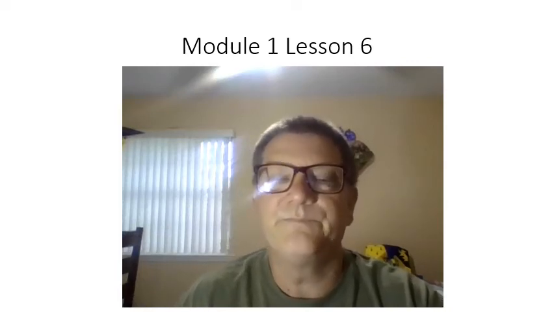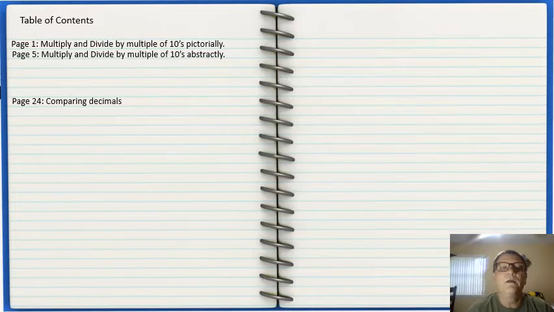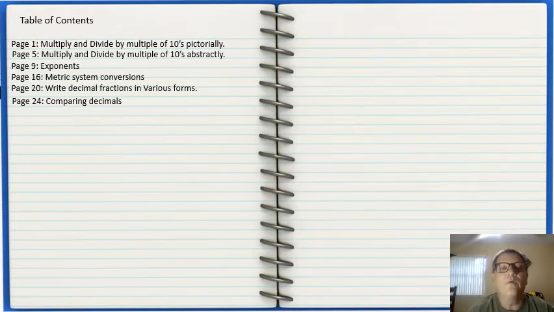Welcome back to Mod 1, Lesson 6. Now, so far, this is what our table of contents looks like. And today we're going to be adding a new one saying comparing decimals. Like I said, your numbers are probably going to be different than mine. Everybody's notebook is different. Some people's notes are longer than others. So it really depends on you.